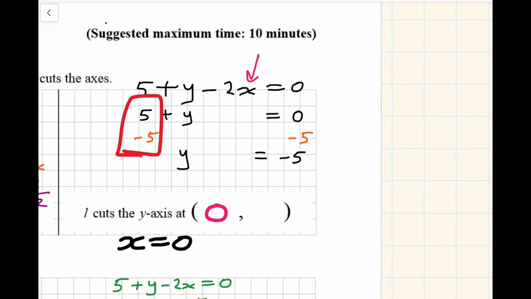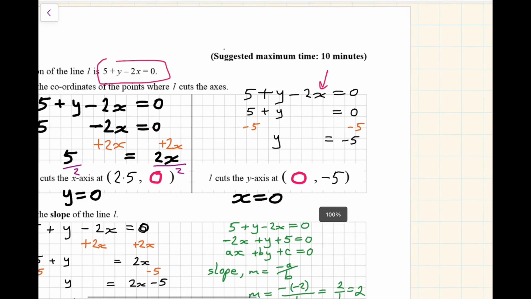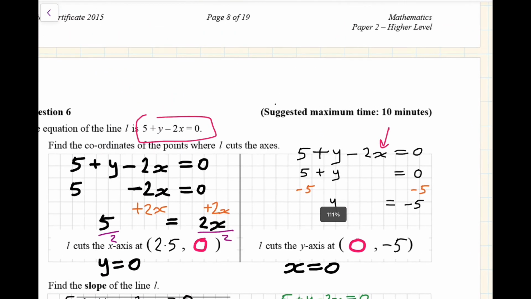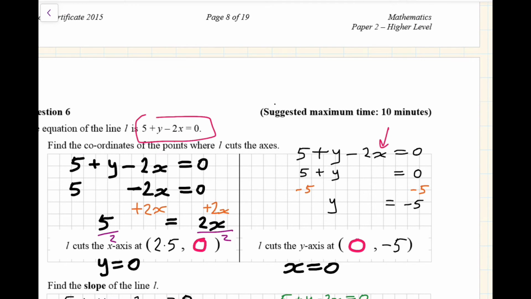So how do we get 0? I subtract 5. And I do the same over here. So 0 minus 5 is minus 5. On the right, we're getting minus 5. And we're left with only y here. Y is equal to minus 5. Let's stick it in. Y is minus 5. So they're the 2 points where this line L crosses the x-axis and y-axis.